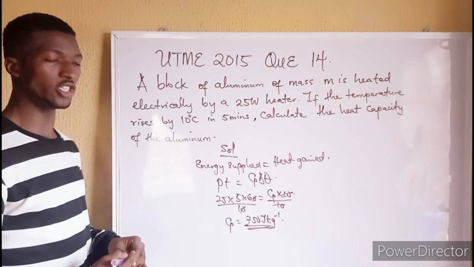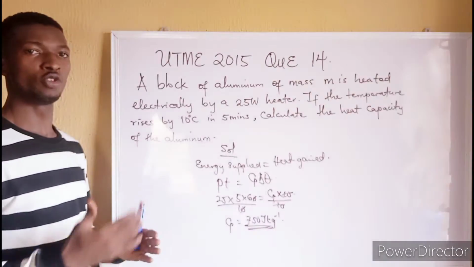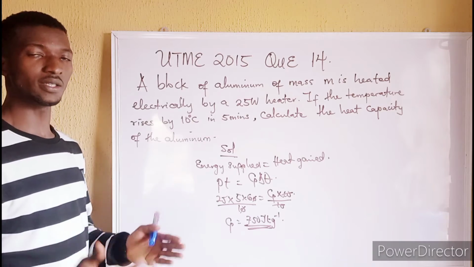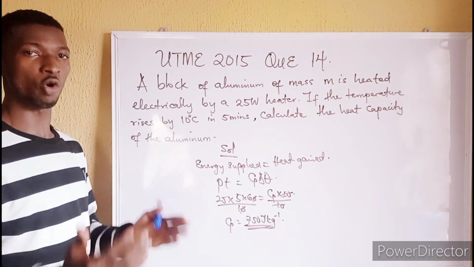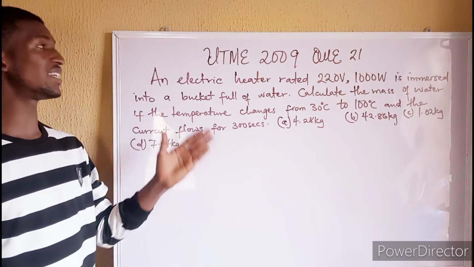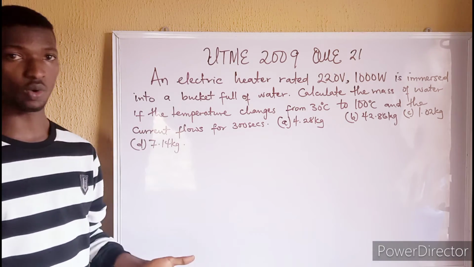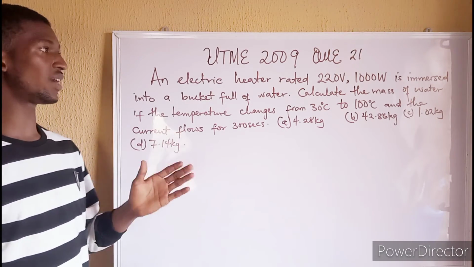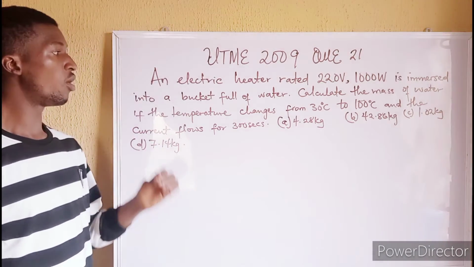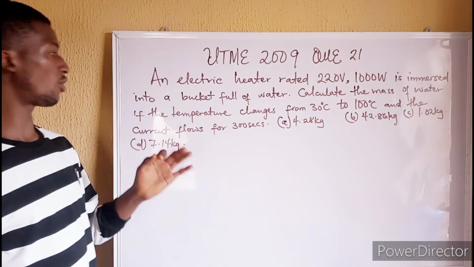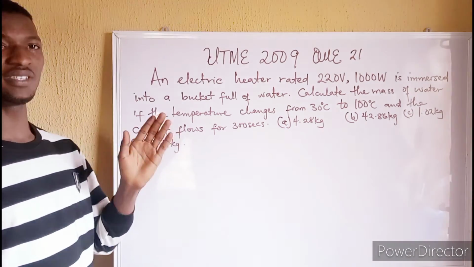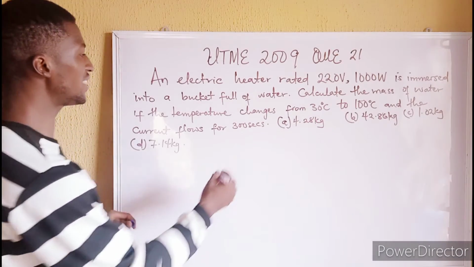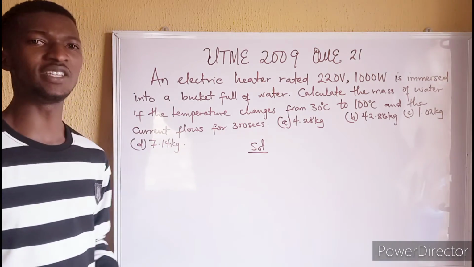Let's take another example in which heat energy now is supplied to two bodies, in which the container is not a good conductor. Here is another question taken from UTME 2009 question 21, and the question states that an electric heater rated 220 volts 1000 watts is immersed into a bucket full of water. Calculate the mass of water if the temperature changes from 30 degrees Celsius to 100 degrees Celsius and the current flows for 300 seconds.